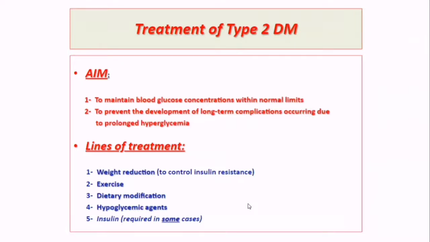So in the treatment of type 2 diabetes, the aim is to maintain the blood glucose concentration within the normal limits and to prevent the development of long-term complications occurring due to the prolonged hyperglycemia.